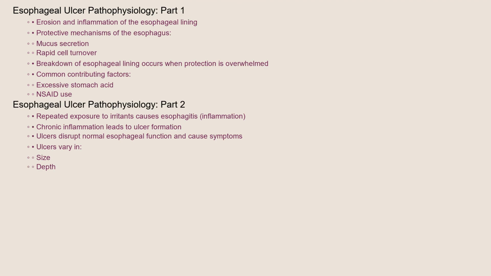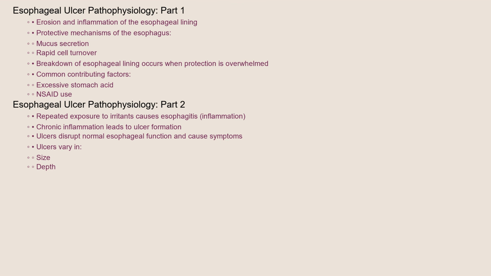The pathophysiology of esophageal ulcers is a process of erosion and inflammation. Normally, the esophageal lining is protected by several mechanisms, including mucus secretion and rapid cell turnover. However, when these protective mechanisms are overwhelmed by factors like excessive stomach acid or NSAID use, the esophageal lining begins to break down. The repeated exposure to irritants causes inflammation, known as esophagitis. Over time, this inflammation can lead to the formation of open sores, or ulcers, in the esophageal lining. These ulcers can vary in size and depth, and their presence disrupts the normal function of the esophagus, leading to various symptoms.